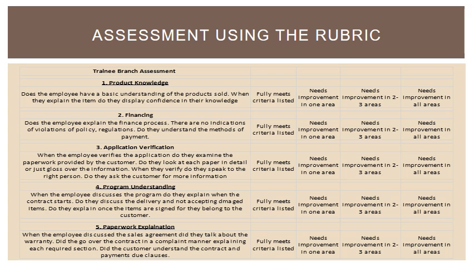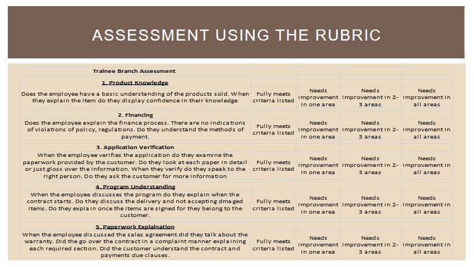And then finally, the last area we're looking at is paperwork explanation. When the employee discusses the sales agreement, did they talk about the warranty? Did they talk about the price? Did they talk about all the points on the sales contract? Did they go over the contract in a compliant manner, explaining each section? This is a compliance issue. If they don't explain each section, then we've got a problem.